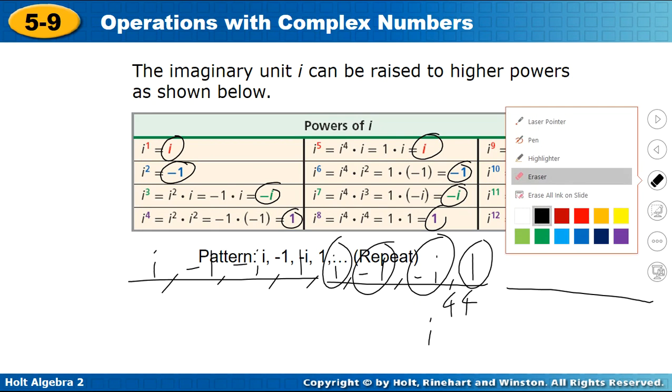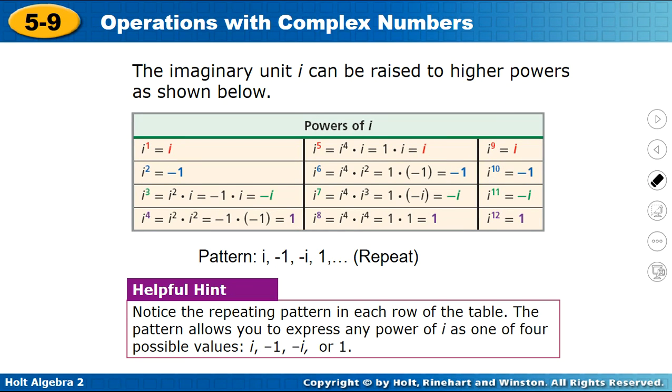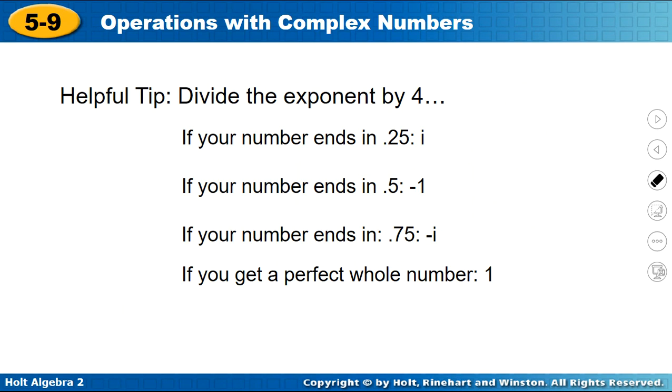Okay, let me erase this. So my helpful tip is to divide the exponent by 4. Because this is a pattern of 4, if I divide it by 4, then I'll find where the pattern starts each time. So, if I divide my exponent by 4, let's take that i to the 44th power that I was looking at a second ago. If I divide my exponent by 4, so this would be 44 divided by 4, I would get 11.